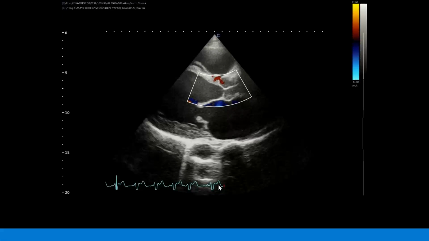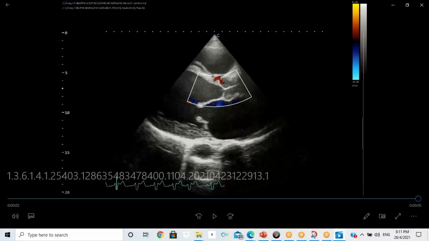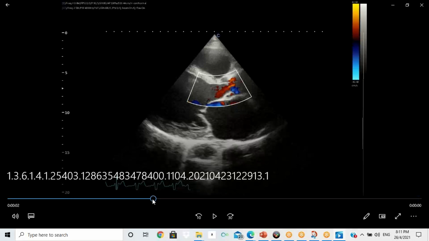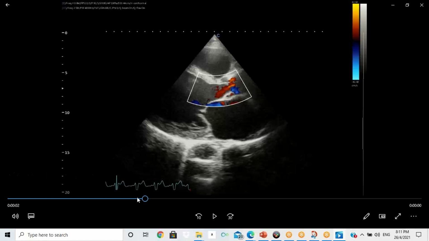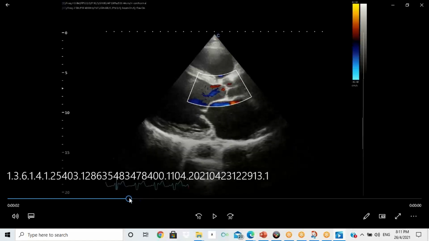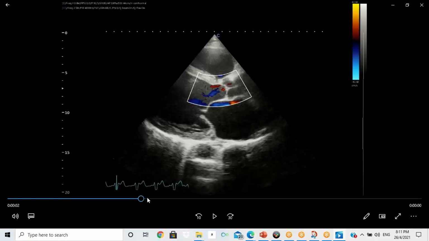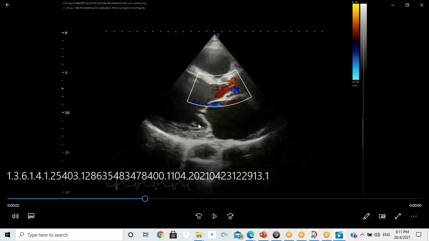So you can, this is not too good. So you can freeze it like that. And you can scroll through and see what's going on. Slowly. When you're doing it in real time, you can use the knob on the machine to do a simple scroll. So this looks suspicious for AI because, again, it's a diastolic frame.